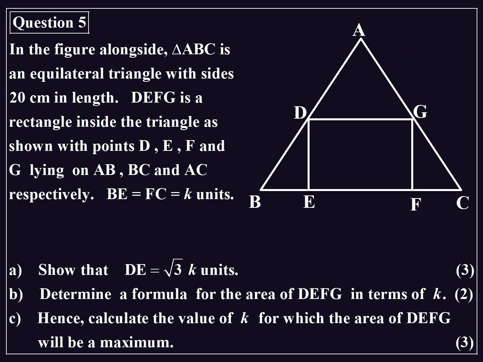In this one here, we have a triangle and we have a rectangle. You can have many rectangles. You can have a small one there and a big one. So we want to know what should the K value be so that I can get a maximum area. You can draw many rectangles within that equilateral triangle.